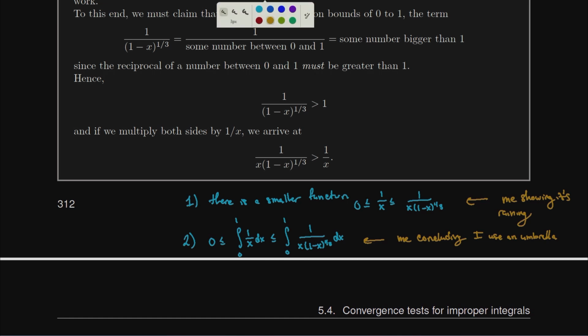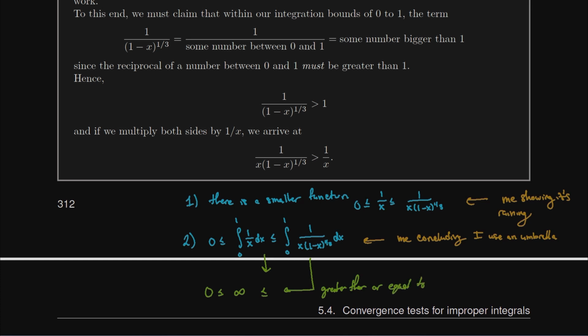But this conclusion has a very powerful outcome. That integral from 0 to 1 of 1 over x happens to be infinity, and so my extra integral is greater than or equal to infinity, hence diverges. So this is how we use the direct comparison test to show that an integral actually diverges. We have to establish that there's something smaller than it that also diverges first.